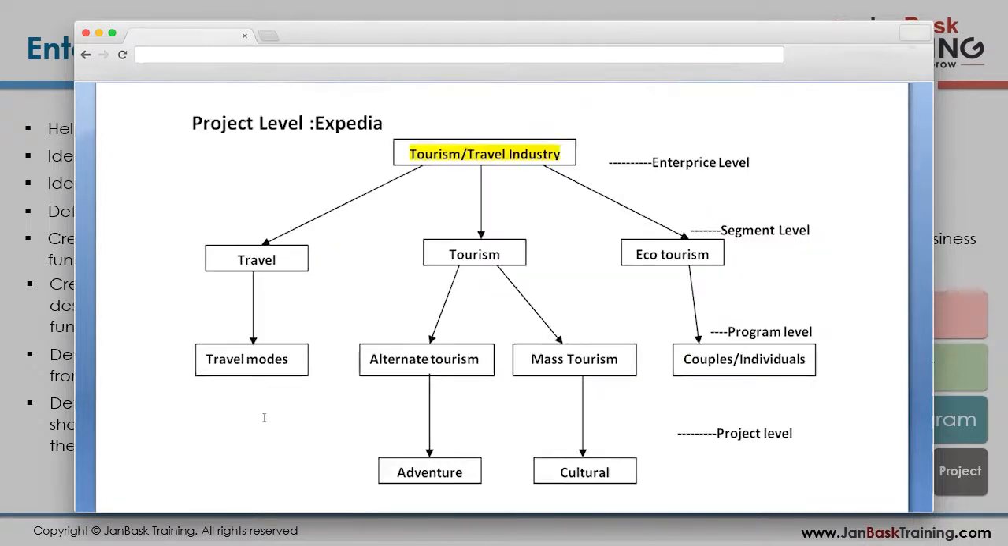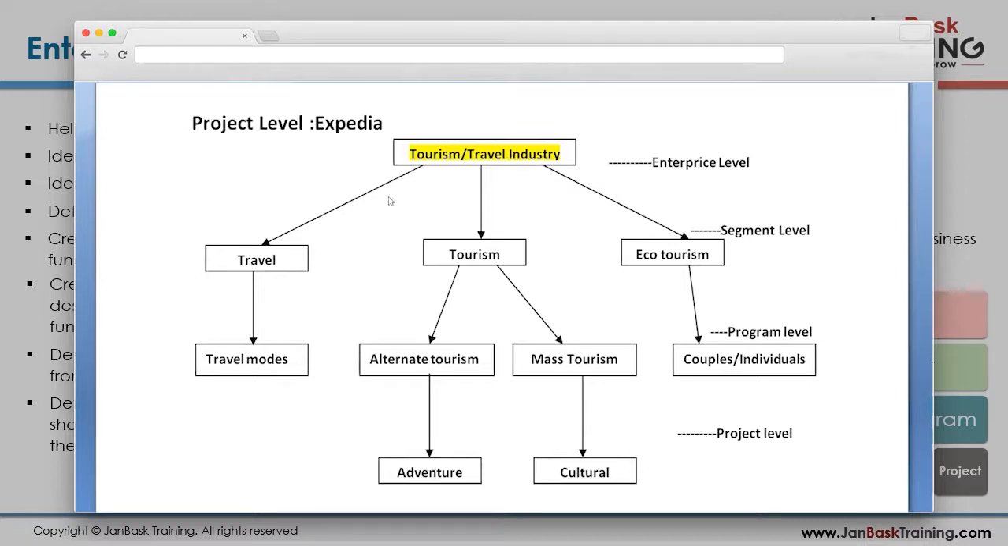Let me now help you explain the terms enterprise, segment, and program level that we are talking about around the slides. Everybody has heard of the company called Expedia, correct? That's one of the travel industry's biggest giants in the market that helps you book your tickets and tourism. So, talking with an example of what we mean by enterprise level, Expedia is a tourism and travel industry company, so its enterprise works totally on the tourism and travel industry.